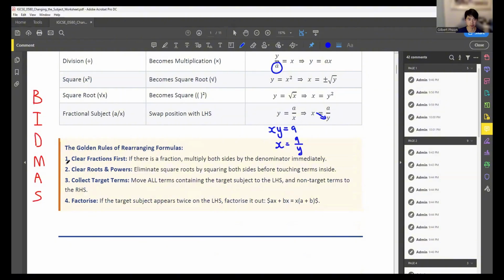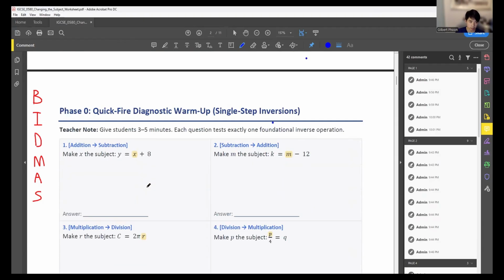So here are a set of rules that you could actually go through as well. Going through it very quickly. The golden rule of rearranging formulas: clear fractions first. If there is a fraction, multiply both sides by the denominator. Then clear roots and powers. Eliminate the square roots or any roots that you see. For the third one, collect target terms, basically combining like terms. And then lastly, factorizing. If your subject appears more than once, you would have to factorize the equation.